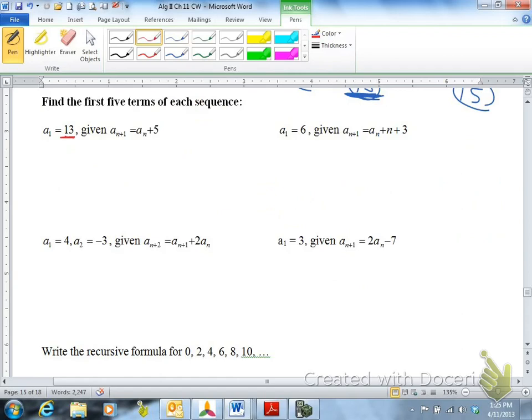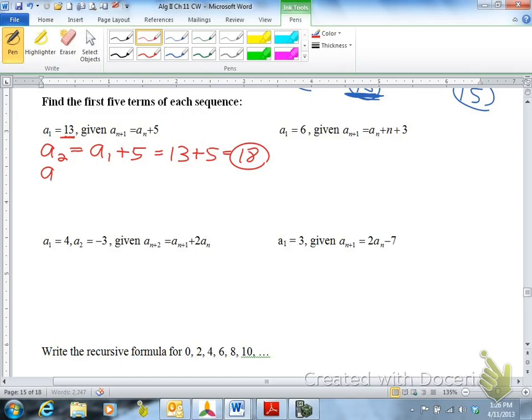So we would say a sub 2 equals. What term is before a sub 2? It would be a sub 1. A sub 1 plus 5. Now we're told in the directions right here, a sub 1 is 13, so it's 13 plus 5 is 18. Then I'm going to do another one, then I'll let you try one.